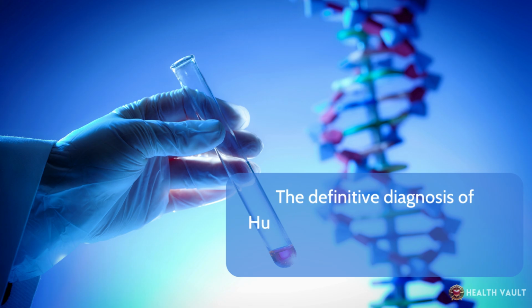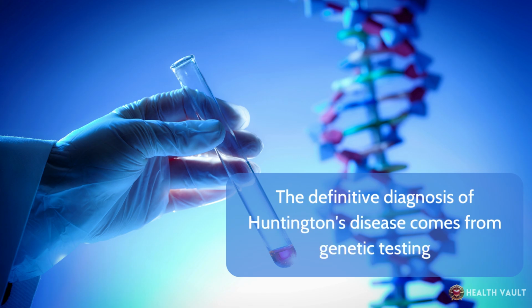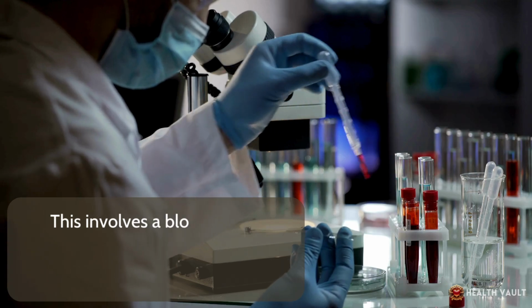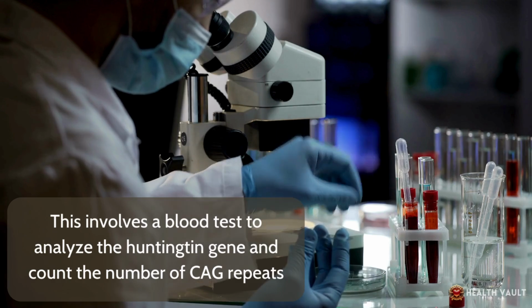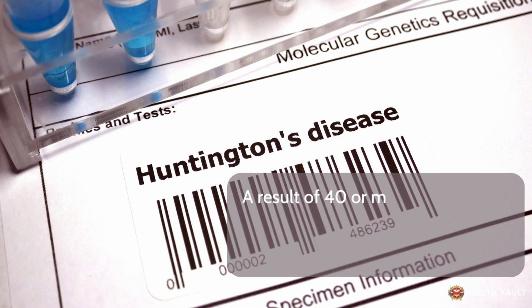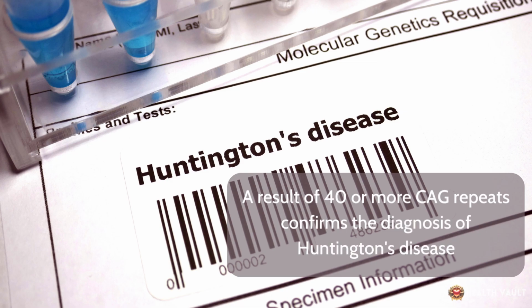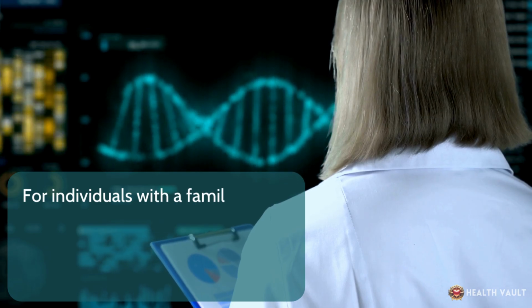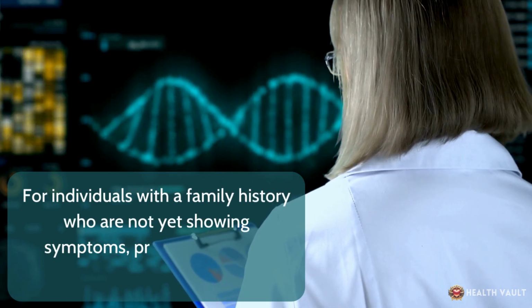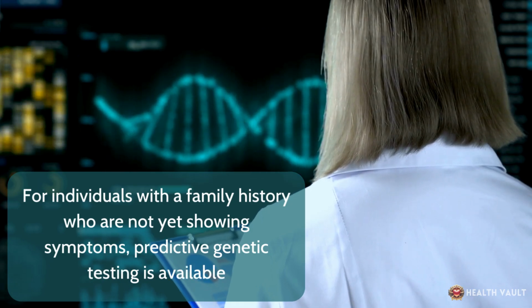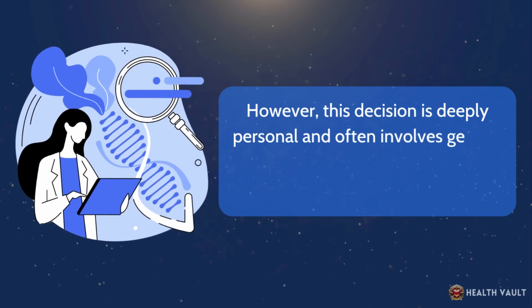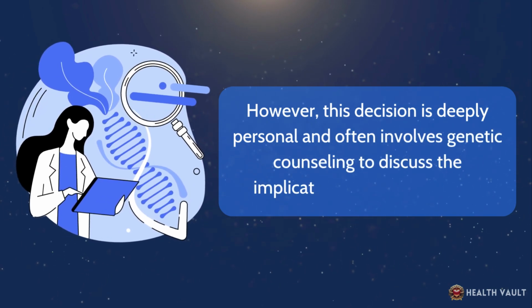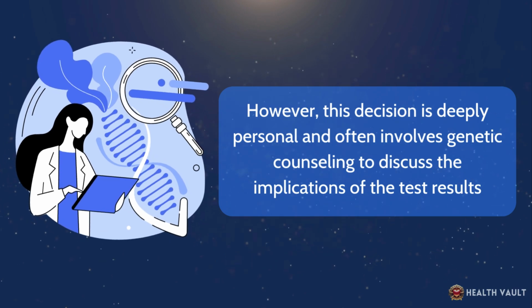The definitive diagnosis of Huntington's disease comes from genetic testing. This involves a blood test to analyze the huntingtin gene and count the number of CAG repeats. A result of 40 or more CAG repeats confirms the diagnosis of Huntington's disease. For individuals with a family history who are not yet showing symptoms, predictive genetic testing is available. However, this decision is deeply personal and often involves genetic counseling to discuss the implications of the test results.